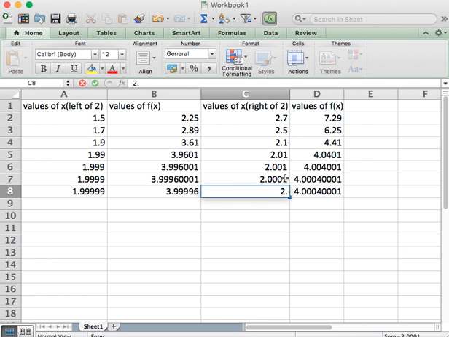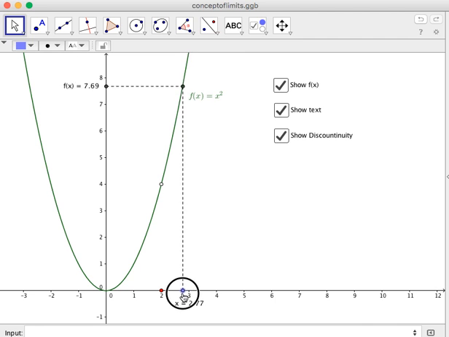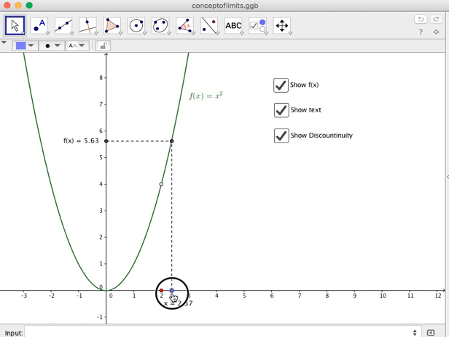Kulang ata ito, 2.00001. Okay, so pinakita din natin yan graphically, no? Habang palapit na palapit yung point dun sa 2 from the right, ano nangyayari dun sa y value natin as x approaches 2 from the right? Of course, f of x approaches 4, no? And from the left naman, f of x also approaches 4.